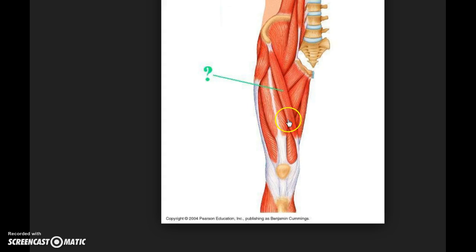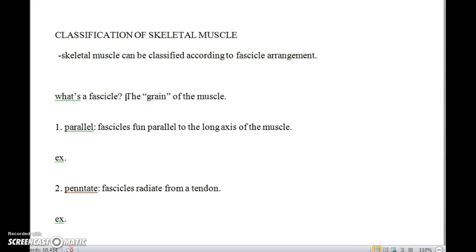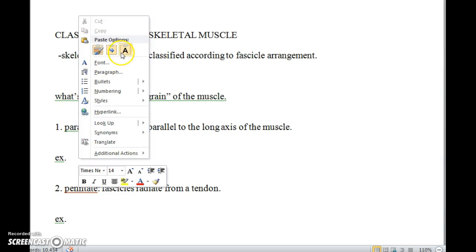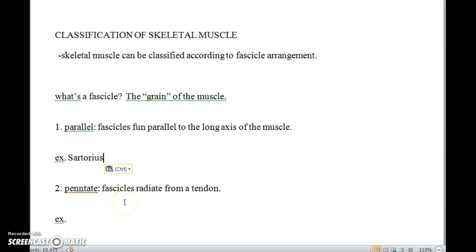Remember his name? If you don't, make sure you do by next Tuesday, because there's a good chance he'll be on Muscle Quiz, and him, and him, and him. But this guy right here is the sartorius. So cut and paste sartorius.